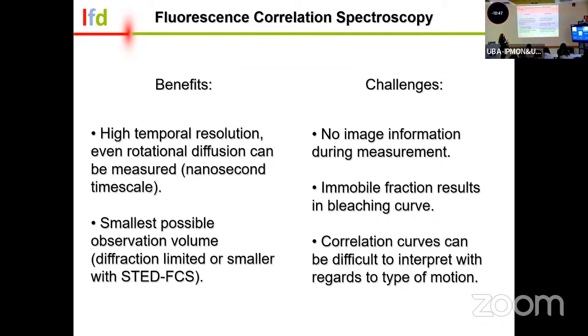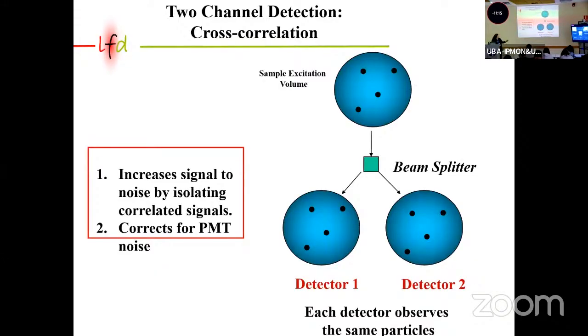There are some benefits. We have high temporal resolution, and even rotational diffusion can be measured. And if we use something unique like STED FCS, we can use very, very small volumes. I'm going to give you an example really quickly on this. The challenge is that immobile fractions can photobleach, and the correlation curves can be difficult to interpret in regards to what's happening in the system. We can also do two-color experiments, looking at the green, let's say detector 1, and the red detector 2, and do a cross correlation to determine if the two proteins are bound together, right?